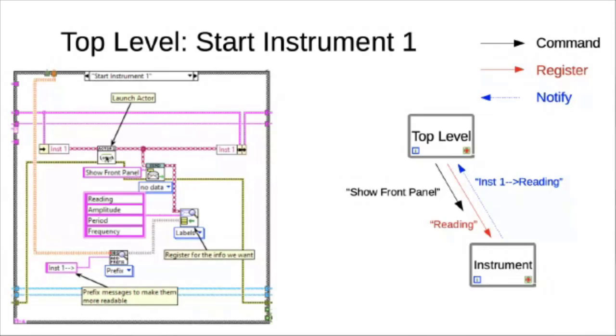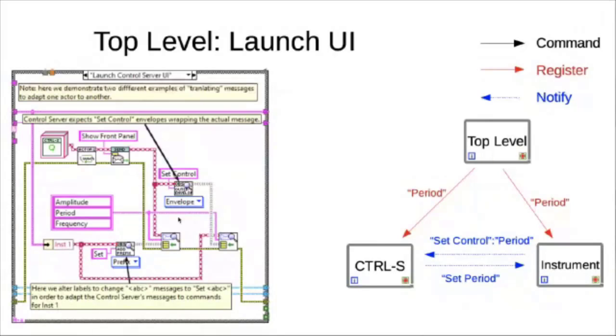When we launch that little UI thing, it's slightly more complicated. The top level launches the UI, and then it sends registration messages to both the instrument and the UI to connect them to each other. So the top level is not serving as the central thing like in the actor framework, but it's setting up the communication method, telling these two things and hooking them together. In this case, it's registered for amplitude, period, and frequency for both of them. And then it's modified the message so that it's basically translating the messages so they serve as commands to each other.